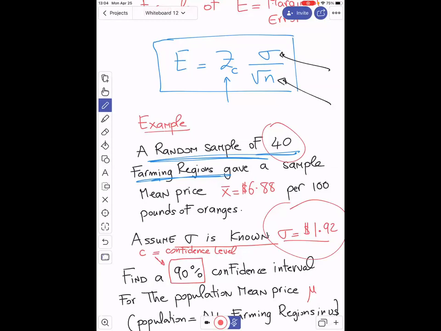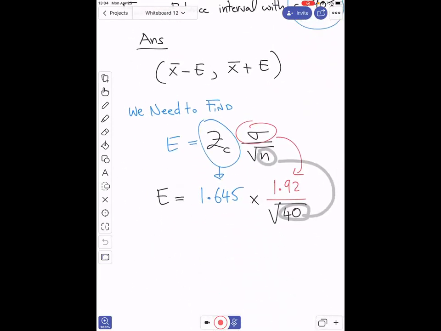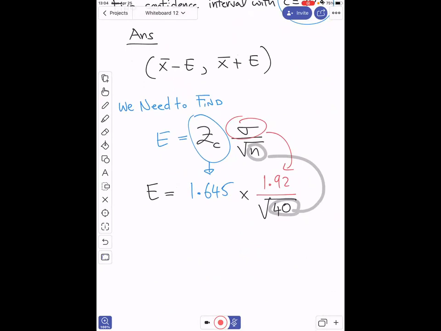The population here would be all the farming regions in the US, and your sample is just given by 40 farming regions. So you just take a sample from all the farming regions in the US. So yes, we have 40 farming regions, and the size of the sample is 40.